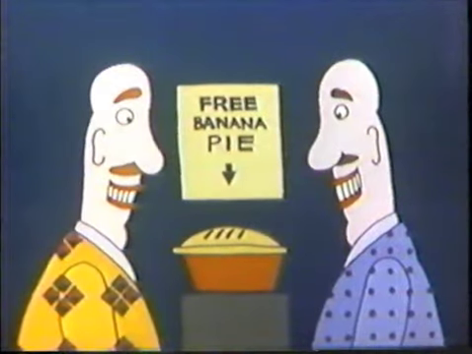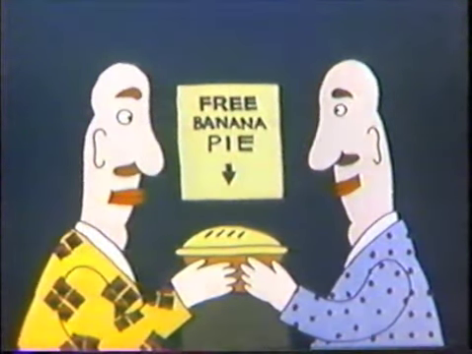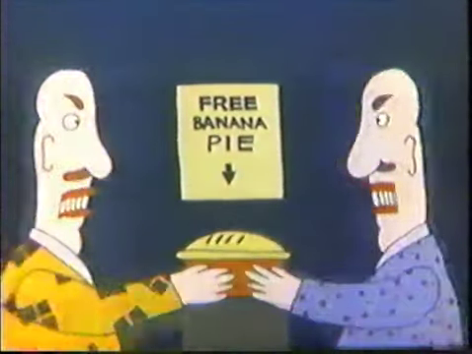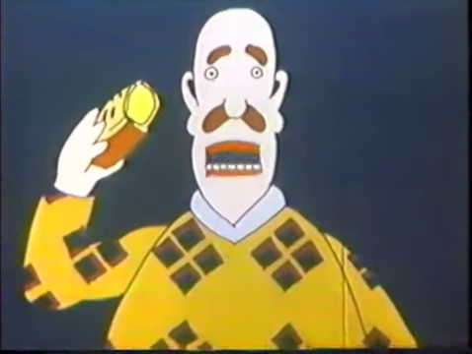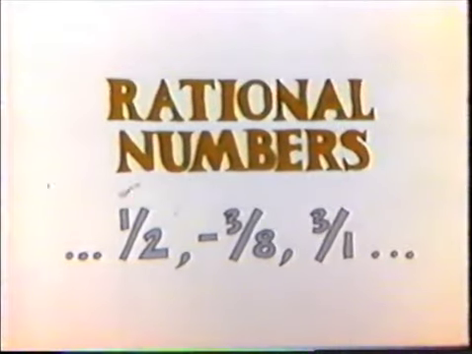As man progressed, he came to understand numbers better. He learned that numbers don't have to represent a number of objects, but they can also represent a part of an object. Hey, that's my pie. No, it's mine. Hey. 1/2 of a pie. These fractional numbers came to be known as rational numbers.